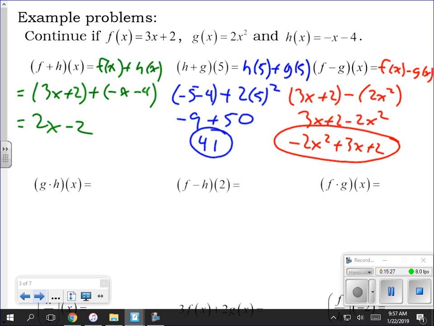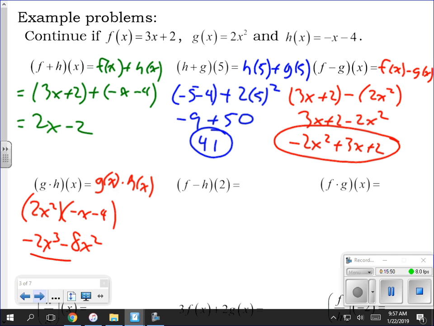G times h of x, which is g of x times h of x, 2x squared times negative x minus 4, so negative 2x cubed minus 8x squared. Just multiply and distribute.